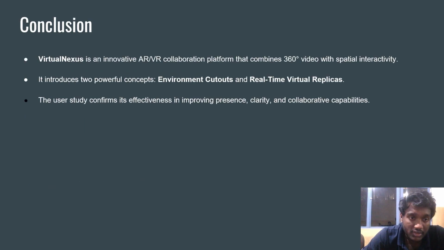As a conclusion, Virtual Nexus is an innovative AR/VR collaborative platform that combines 360 video with spatial interactivity. Here, 360 video with spatial interactivity is the main aim of this project. It introduced two powerful concepts, as we saw earlier: environment cutouts and real-world virtual replicas. These are the two main things we have discussed.